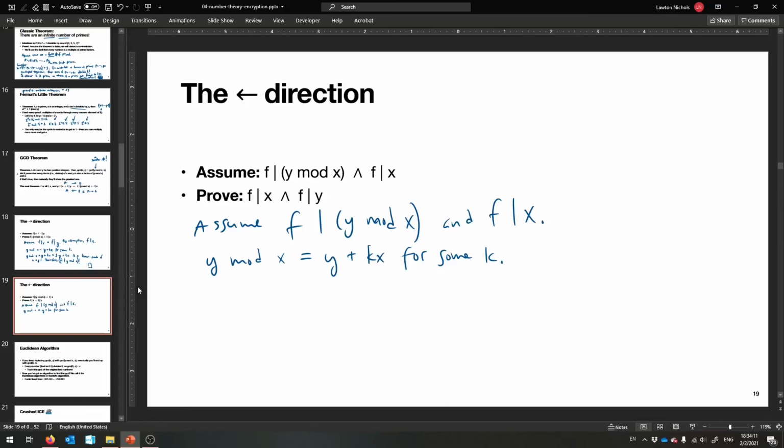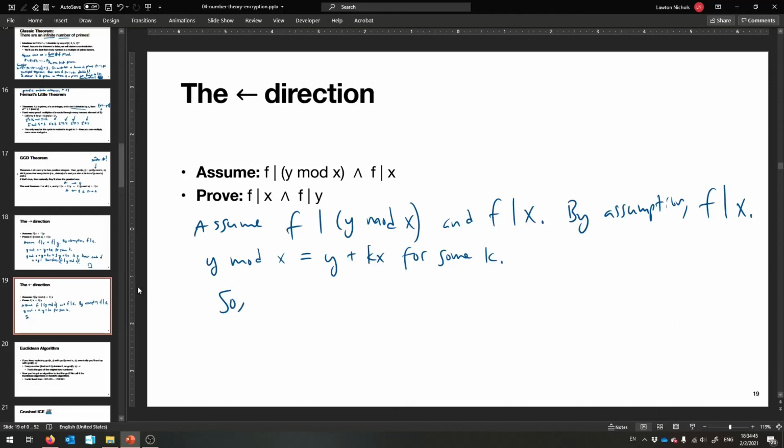Now remember what we're assuming. f divides this number and this number. And again, we're going to use that fact that it can divide any linear combination of those numbers. I guess one thing that we need to prove is f divides x again. So by assumption, we have that again. The hard work is proving f divides y now. That's the key. Okay, so let's do this.